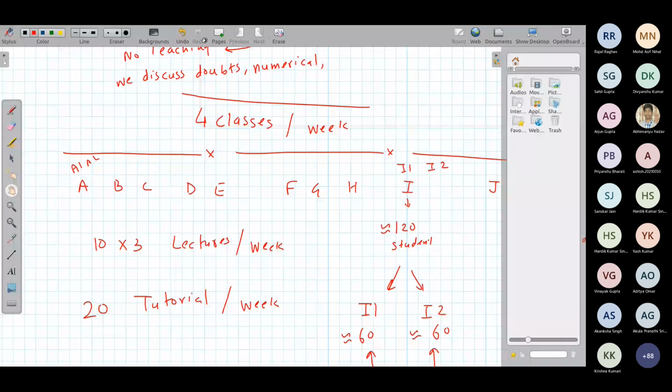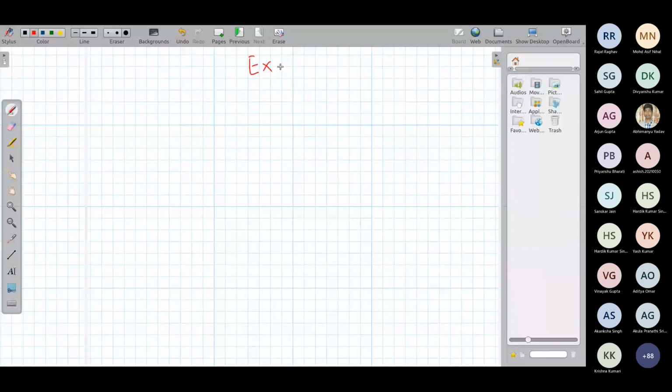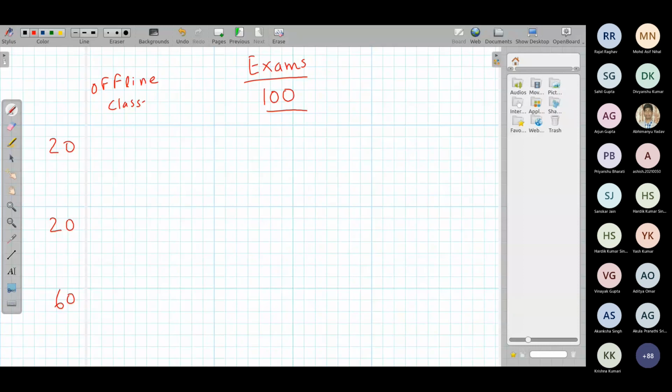Apart from it, let me also tell you the exam system. So this physics course consists of 100 marks, but these 100 marks are split in various categories like 20, 20, and this is 60. This was the division when there were offline classes. I mean before this COVID period. So COVID से पहले जब classes offline classroom में हुआ करती थी, this was the scheme.